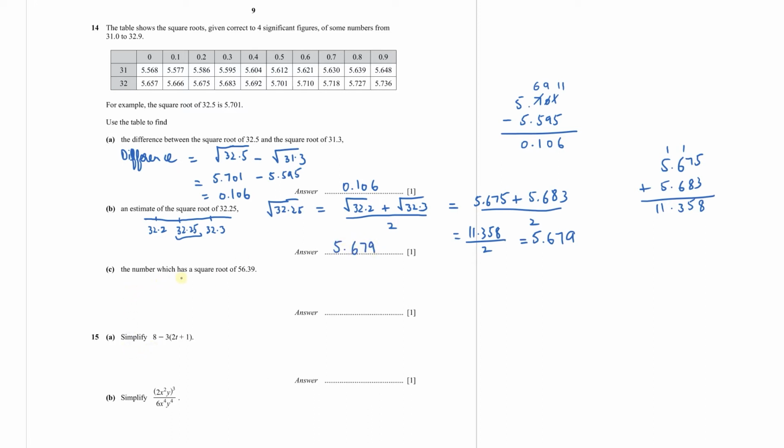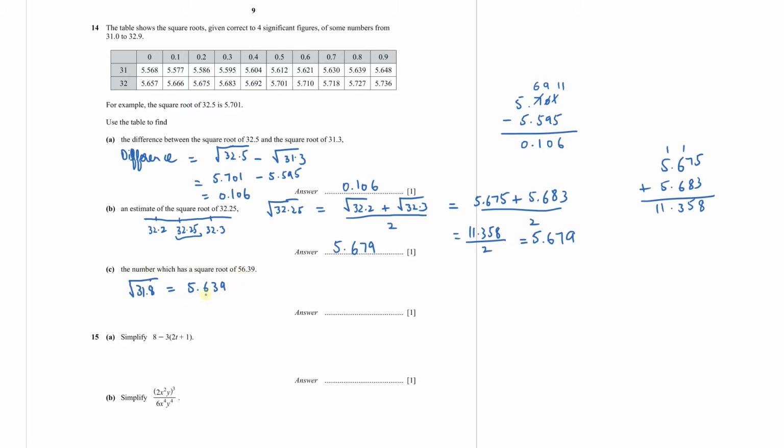Part C is the number which has a square root of 56.39. So if you look at the table here, you have this number which is 5.639. So you need to find the square root of 56.39. So what is 5.639? 5.639 is the square root of 31.8. So if you write them here, the square root of 31.8 is 5.639. But you're looking for the number which has a square root of 56.39.